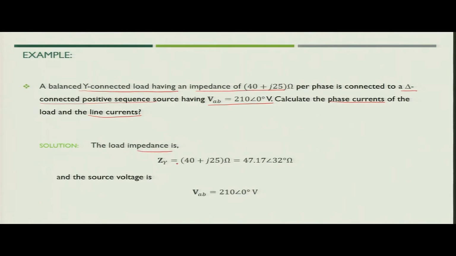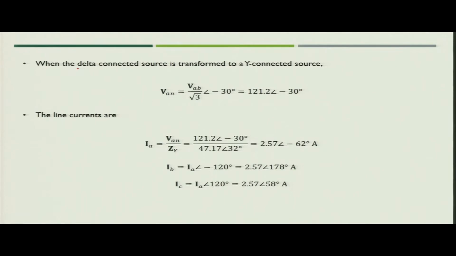So, we have the load impedance as given, and we converted it into phasor format, that is 47.17 angle 32 degrees. Now, the source voltage is given as VAB equal to 210 angle 0. We will convert the delta connected source into a star connected source. In that case, the per phase voltage for an equivalent star connected source will be VAB by root 3 angle minus 30 degrees. If you simplify, you will get 121.2 angle minus 30 degrees as the per phase voltage.